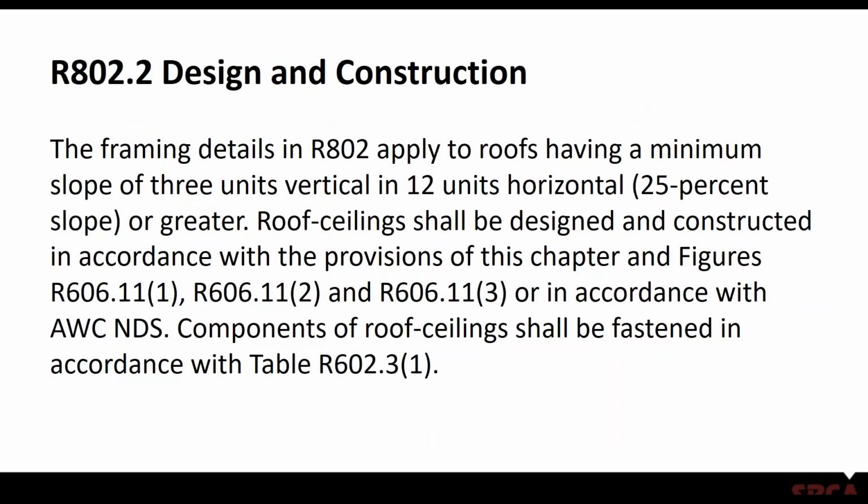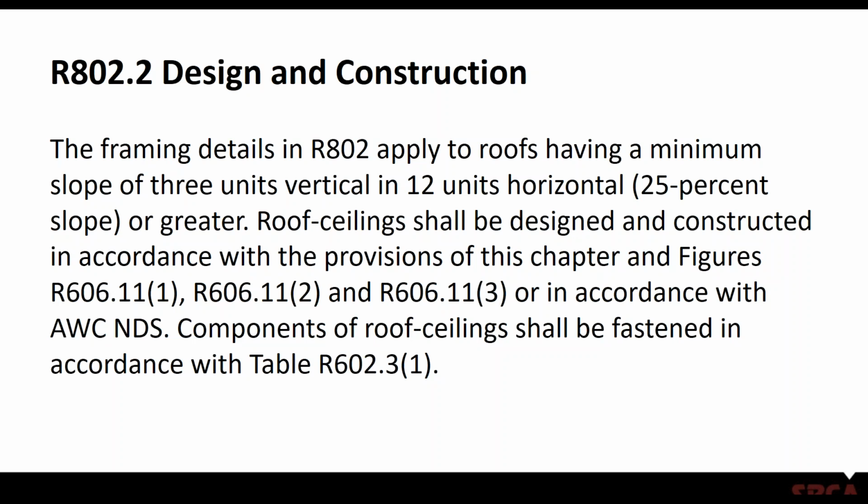So Section R802.2, Design and Construction, basically says that the framing details in R802 apply to roofs having a minimum slope of at least 3 units vertical and 12 units horizontal or greater. Roof ceilings shall be designed and constructed in accordance with the provisions of this chapter and figures R606.